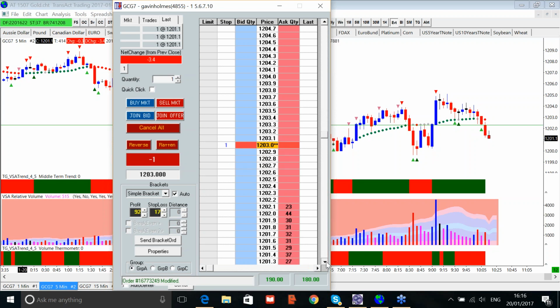Now, target, yeah, I would say I agree with Steve. 1198, probably down here, around this level. So that's a proper trade setup. That's VSA 101 as they call it.